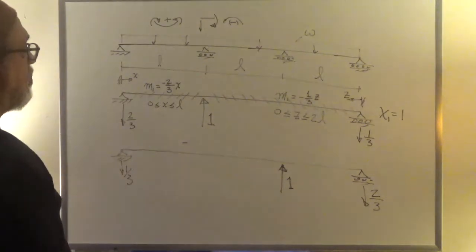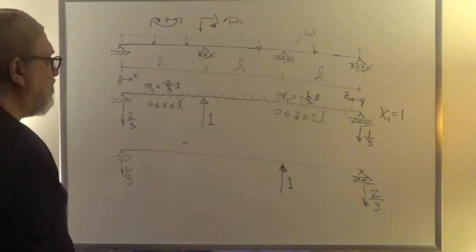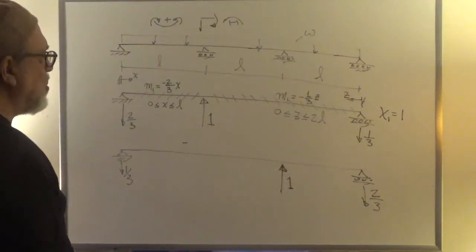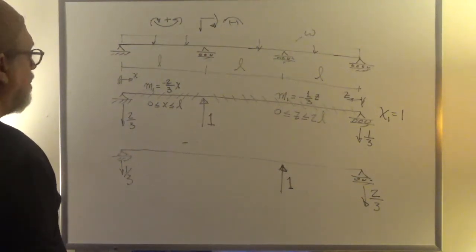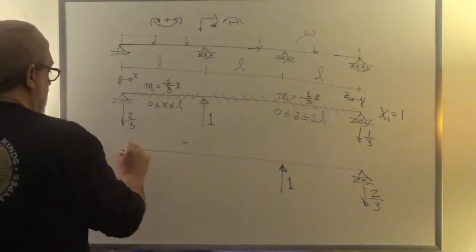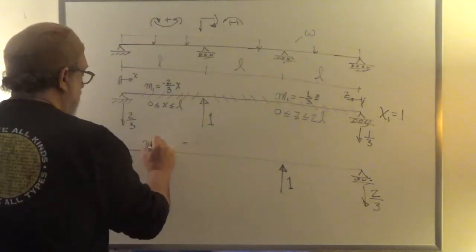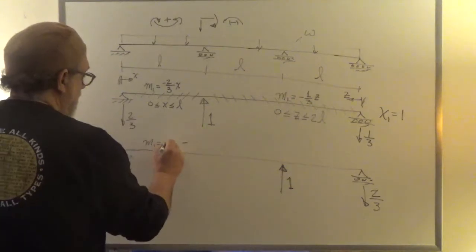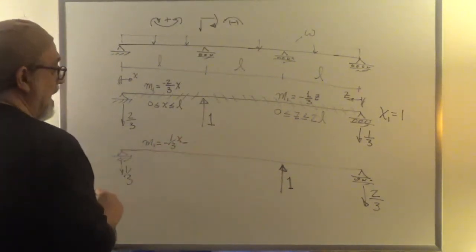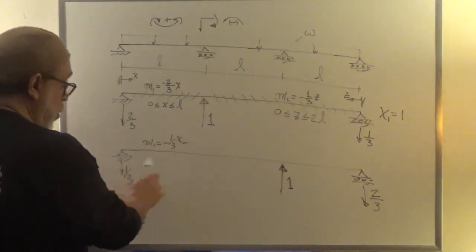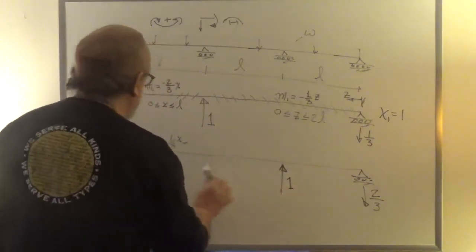And now is where we run into what at first might appear like a complication. It's not. Okay? If we start from here, we can say that the moment m1 here is minus 1/3 of x, right? Now that 1/3 of x, if we use x really, in this case is valid all the way to here, right?